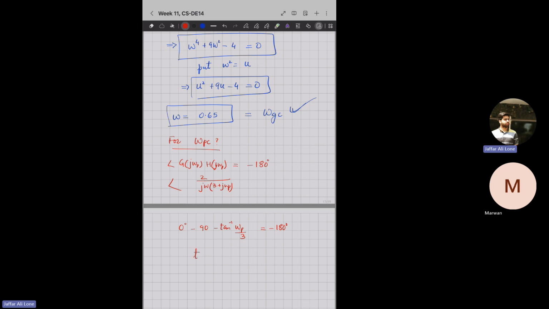So if you solve it, you'll get tan inverse of omega p by 3 is equal to minus 90 minus minus goes, you'll get omega p to be infinity. So your phase crossover frequency, omega pc, will be infinity. Then based on what we did earlier, you can find gain margin and phase margin and so on. So that's it. This is your whole assignment.